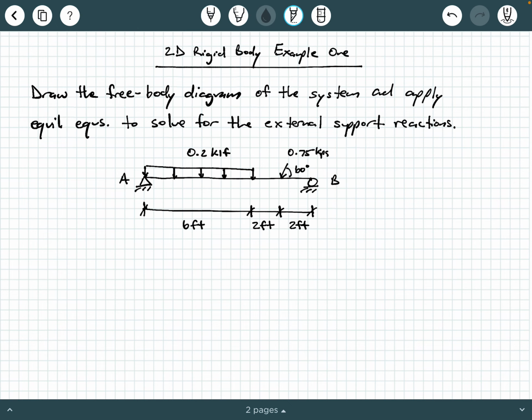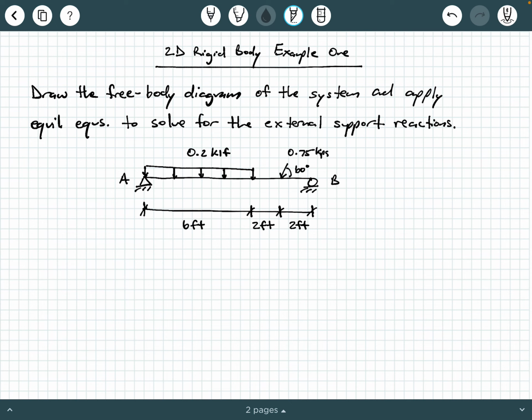If you notice at point A over here we have a nice little triangular symbol. That is the symbol for an external hinge or pin connection. On the opposite side, point B, we have a little circle. That's our roller connection. So this is what we call a simply supported beam. Within the first 6 feet of this beam, we have a uniform distributed load of 0.2 KLF. And if you remember, KLF stands for kips per linear foot.